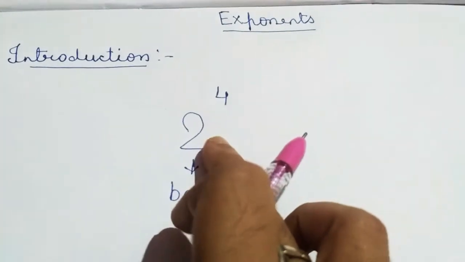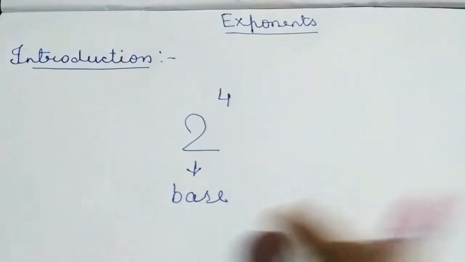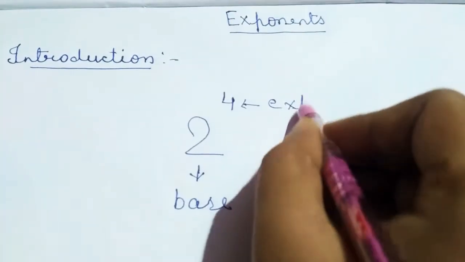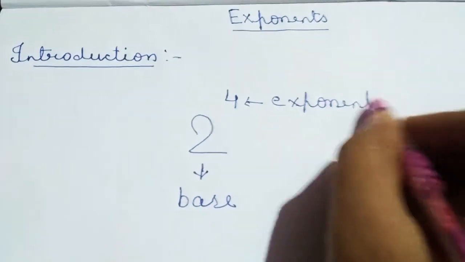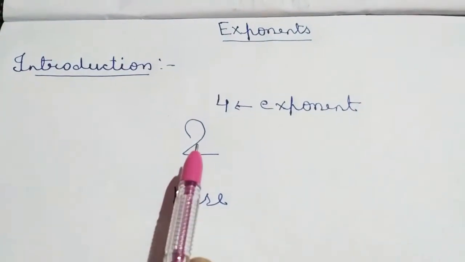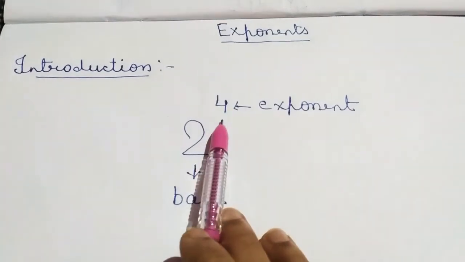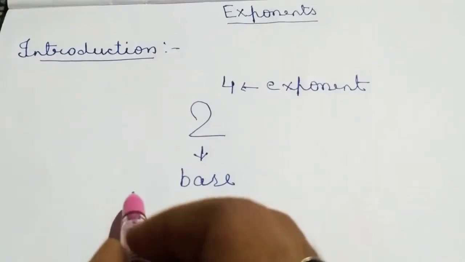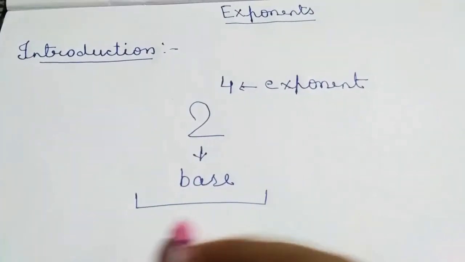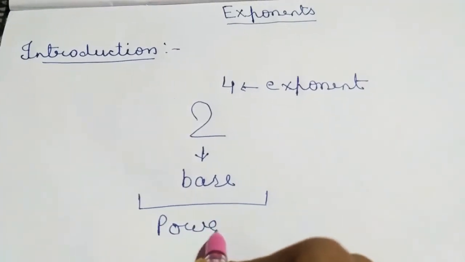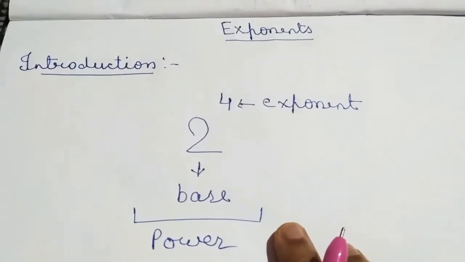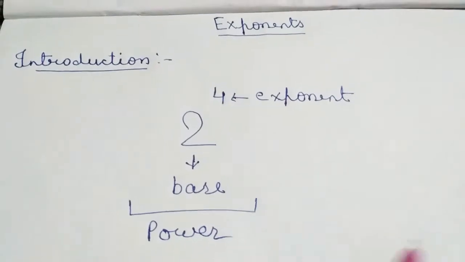यहाँ 2 को एक्सपोनेंट चैप्टर में बेस बोलते हैं. And this 4 is known as exponent. So 2 is known as base, 4 is known as exponent, and together this formation is known as power. This is a very important concept in this chapter because we have to know what terms are used for this one and for this one.